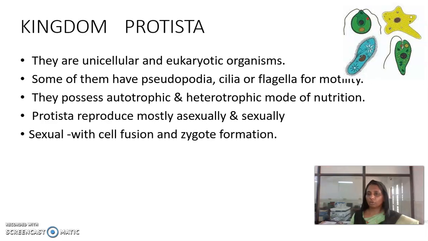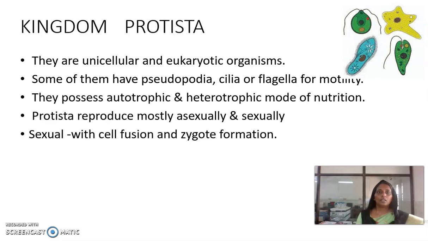The second kingdom is kingdom Protista, and they are unicellular and eukaryotic organisms. That is, they have a well-defined nucleus, nuclear membrane, and membrane bound organelles are all present, and they have 80S ribosomes, and some of them have pseudopodia, cilia or flagella for their locomotion, and they possess autotrophic or heterotrophic mode of nutrition, that is they may be either producers or consumers.